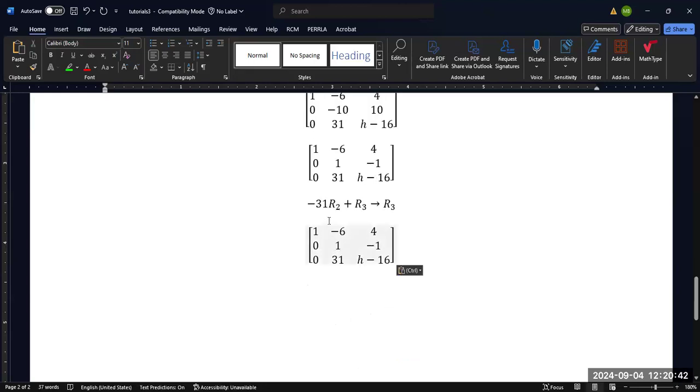So 1 times -31 is -31, plus +31 is going to get me 0. But then -1 times -31 is going to give me +31. Adding that to this one, 31 plus -16 is going to give me +15.